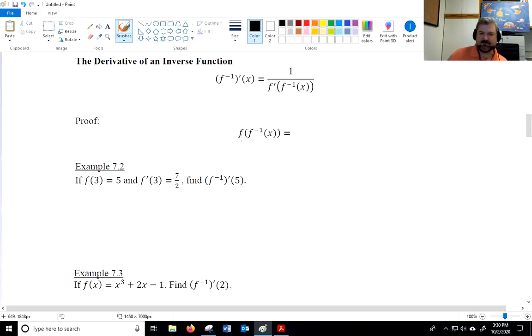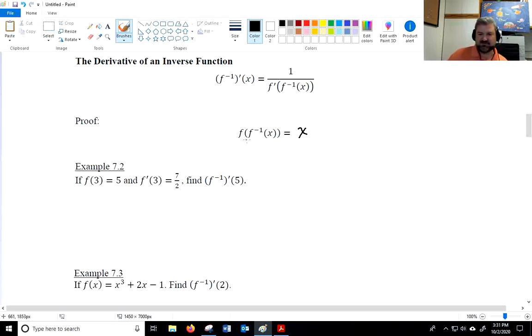Let's find out why. Well, we know that f of f inverse of x, if they are indeed inverses, they have to cancel each other out. So for example, if I had a function 3 times x, its inverse would be x divided by 3. They have to be opposites of each other. So this would cancel out and give me simply x. That's what f of f inverse does.